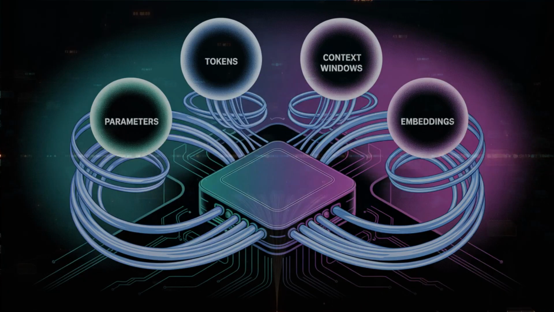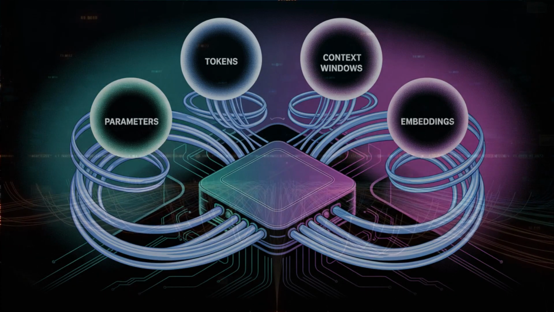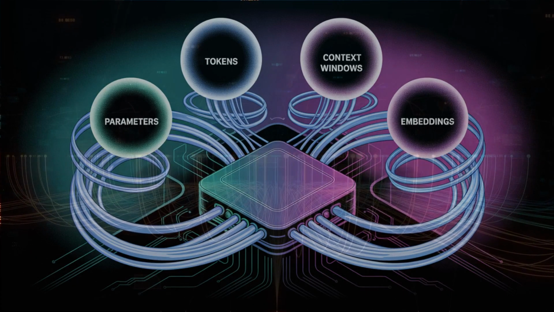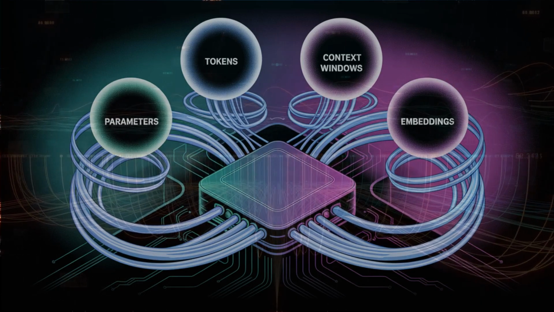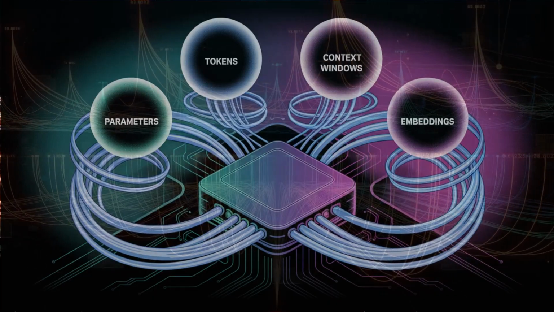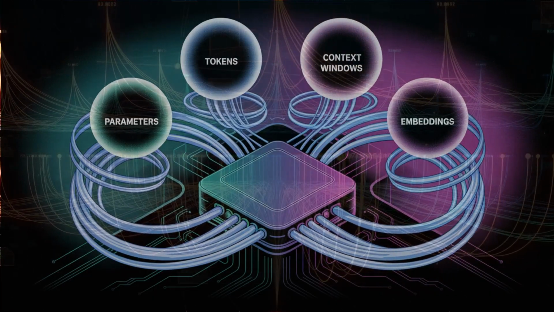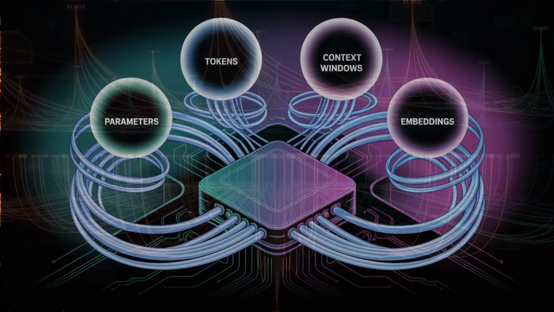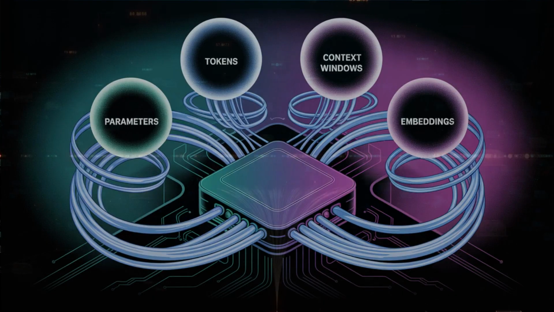Together, parameters, tokens, context windows, and embeddings form the foundation of how LLMs work. The parameters provide the intelligence, the tokens are the language units, and the context window defines the scope of immediate understanding. Together, they enable the LLM to perform its impressive feats of language generation and comprehension.